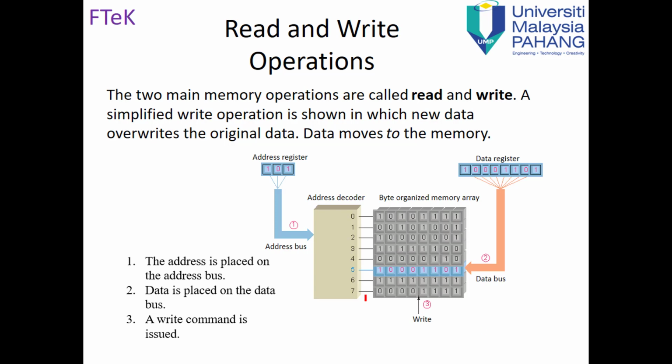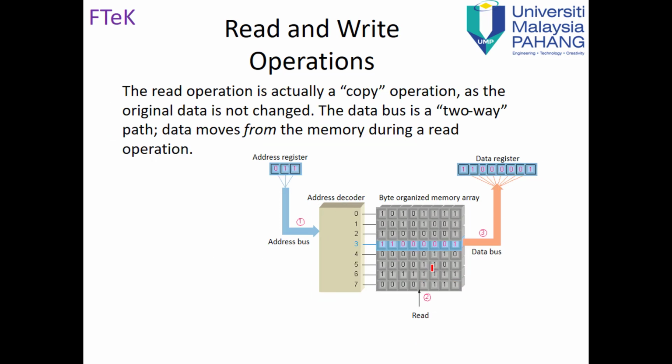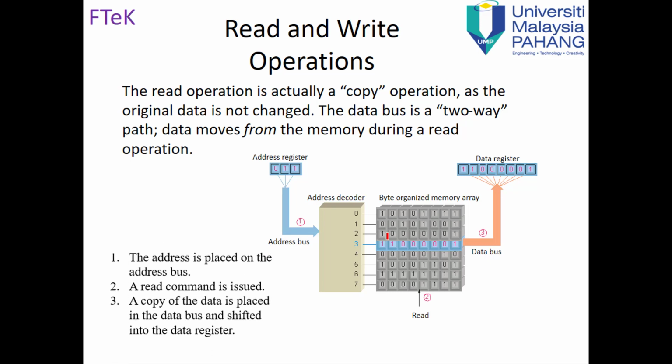Okay, so this is the operation for read. So put the address, make write, that means the direction from data register to memory. When we want to read from the memory, the direction is, as you see, from memory to data register, and the address will decide which memory to read from. Okay, so the operation is the address is placed on the address bus, a read command is issued, a copy of the data is placed in the data bus and shifted into the data register.